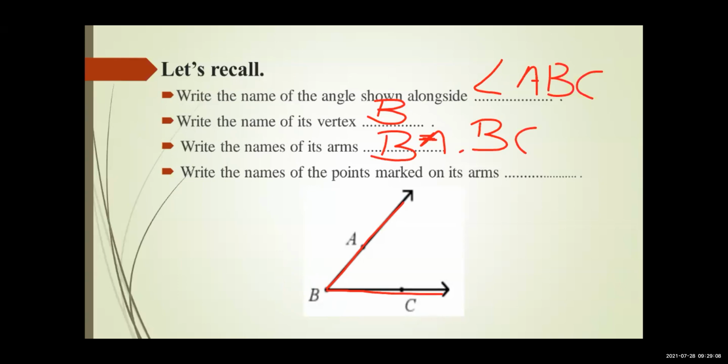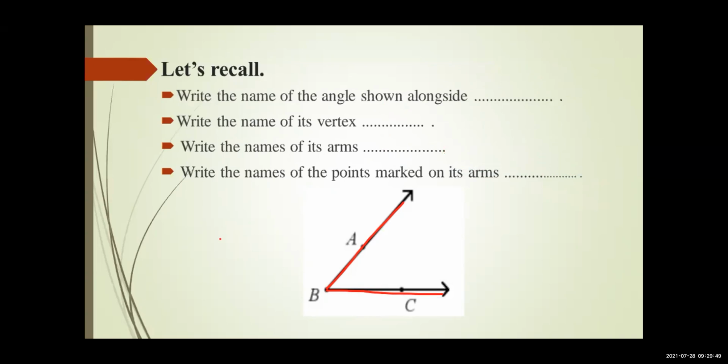Now the last question: write the name of the points marked on its arms. Very good, they are A and C. These are the points which are marked on the arms. This is just a recall of what you learned in your previous class. Now we will start exactly what we have to learn in this chapter.